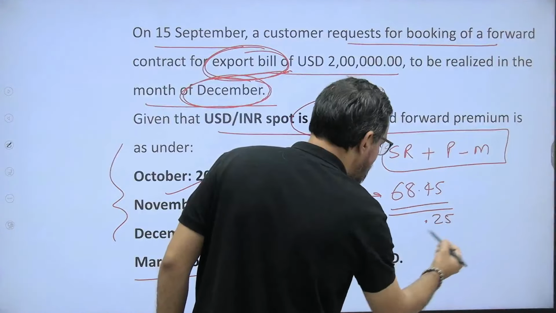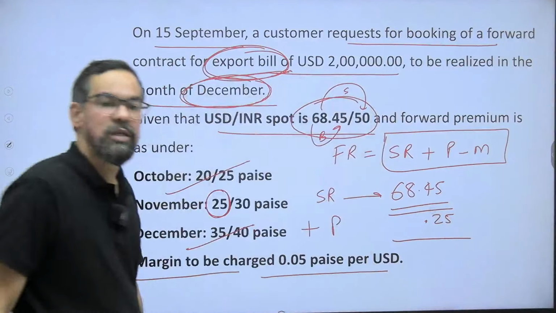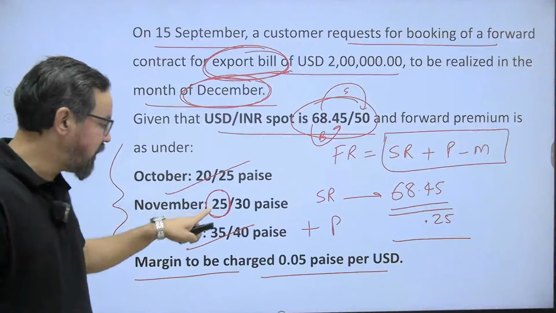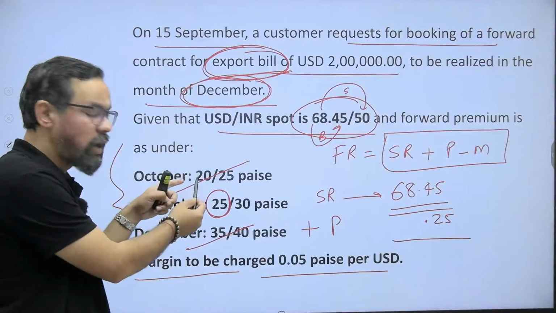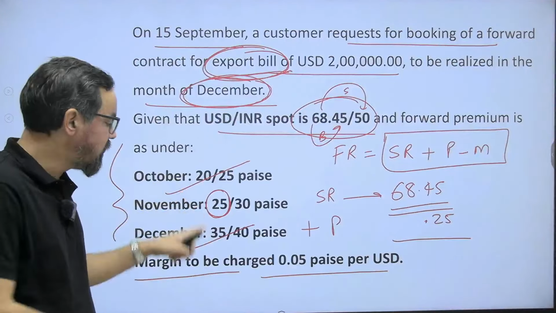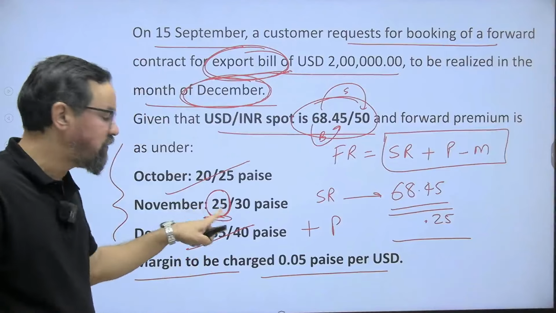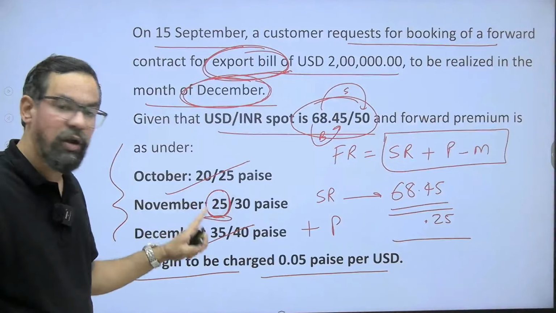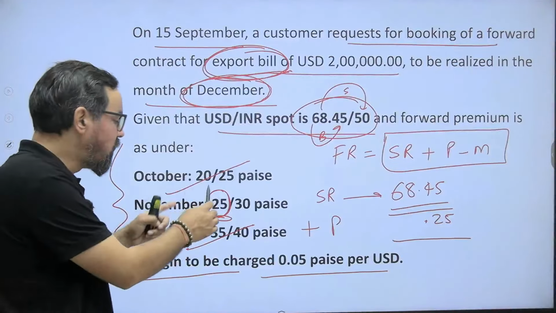0.25. That is your premium in this particular situation. So why do we take this particular one? Why not this? Why are we not adding this? Because see, this is 25 paisa, the premium which is part of this particular one.